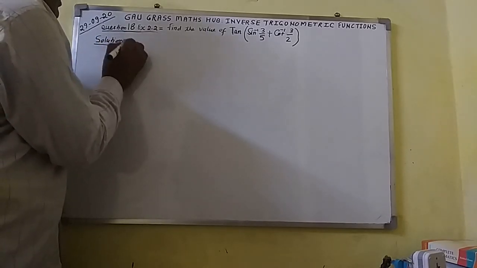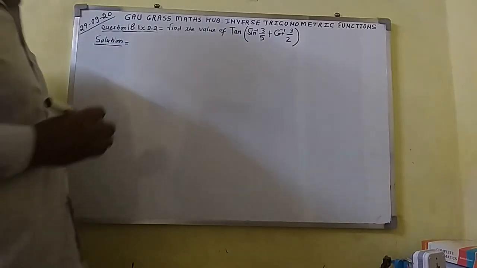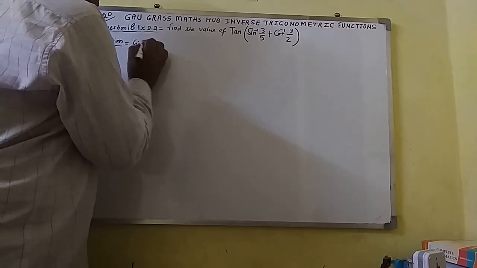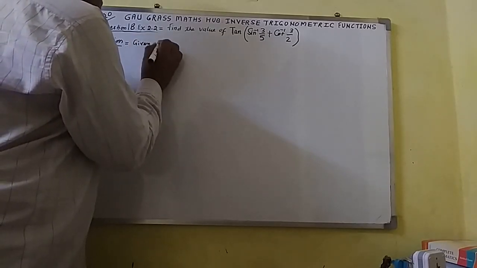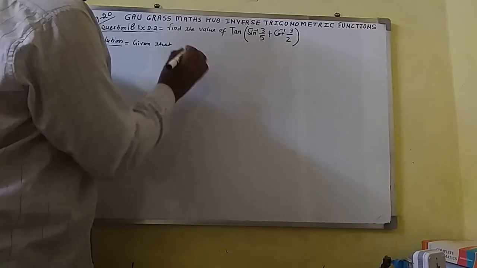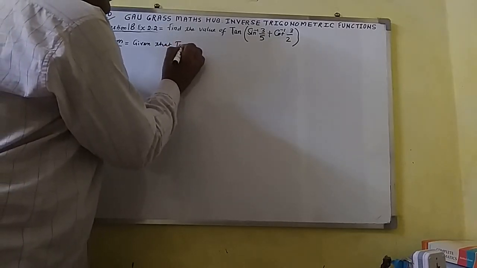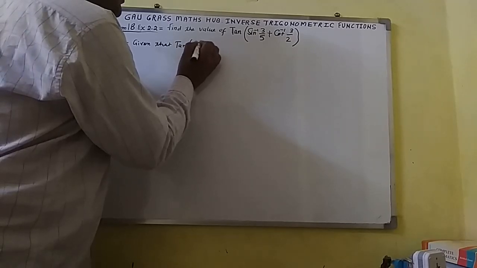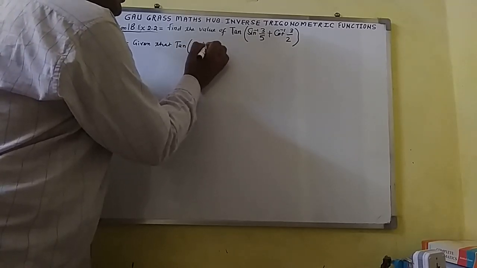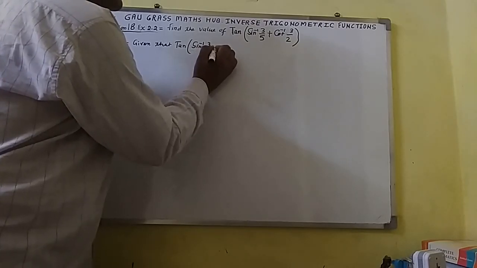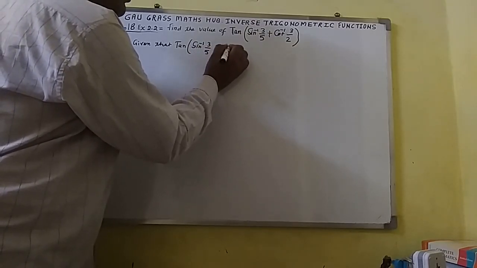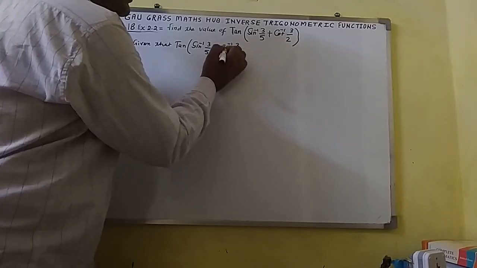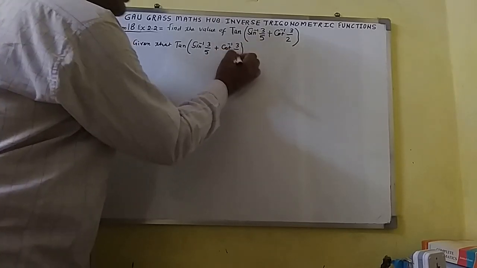Solution: given that tan in bracket sin inverse 3 over 5 plus cot inverse 3 over 2 bracket close.